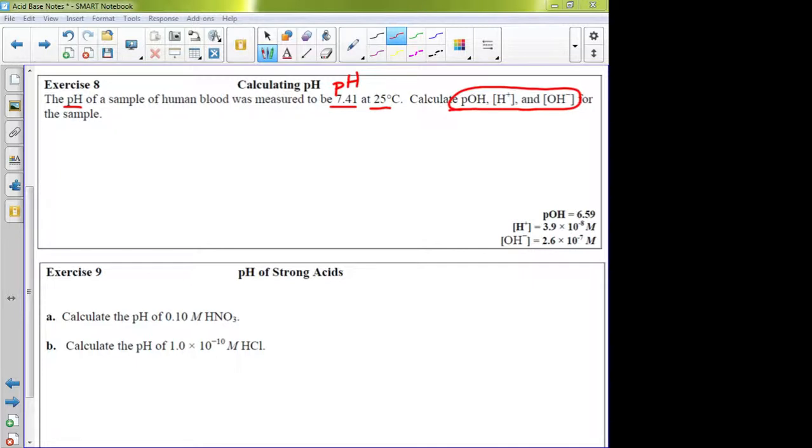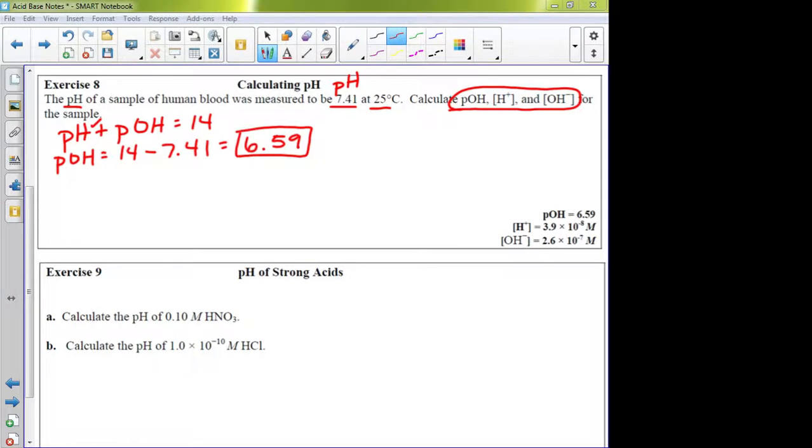So the first thing it's asking me to find is what? pOH. Can I find pOH given pH? Yes. You need 14 minus 7. Excellent. Remember this equation? pH plus pOH is equal to what? 14. So if I know my pH, how can I get my pOH? There you go. pOH is equal to 14 minus my pH, which is 7.41. So that is equal to 6.59. So that's my first thing done.